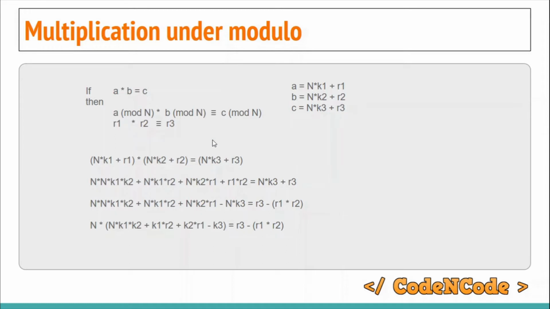Since this holds, now we are able to use this formula and we can work around that integer overflow condition. So what it indicates is that if you need to calculate a into b, all you can do is a mod n into b mod n and then whole mod n. Same goes for addition, same goes for subtraction. You can prove for subtraction and addition by yourself.